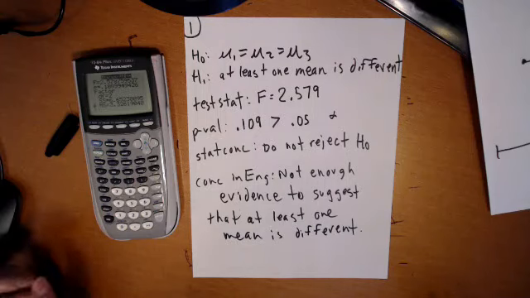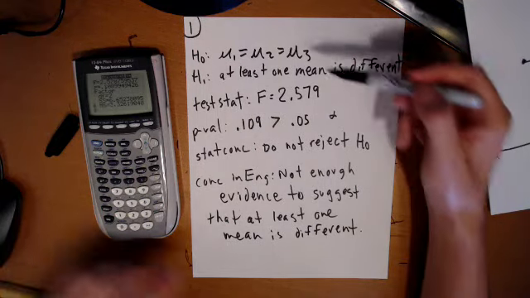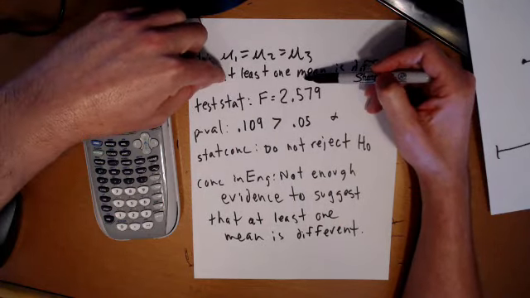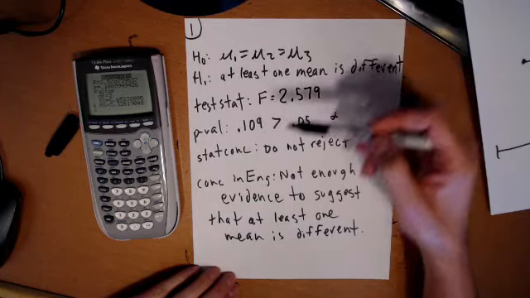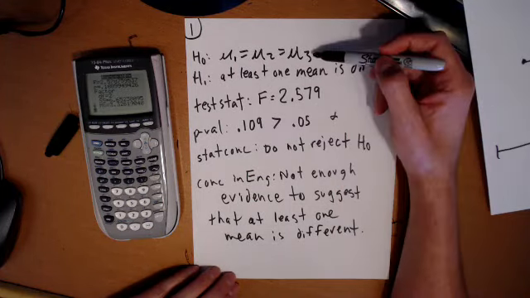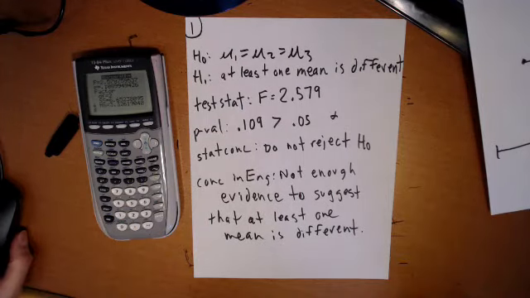Cool. So hopefully you're starting to see that we're doing the same things over and over again. There's a null, and then there's an alternative. Then you throw the data into a calculator and it spits out a p-value. Based on that p-value, we either reject the null or fail to reject it. And that's what we just keep doing over and over again. Hope that made sense.